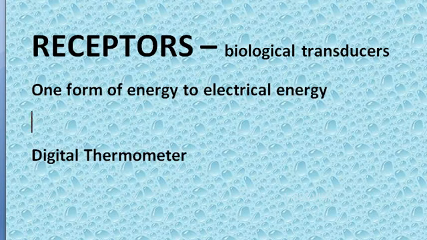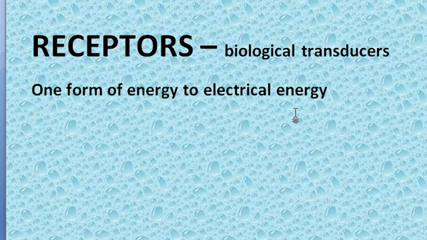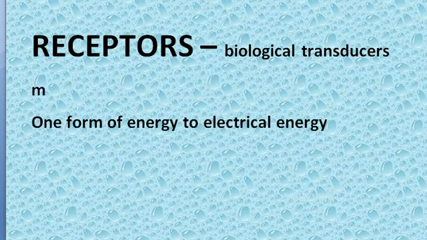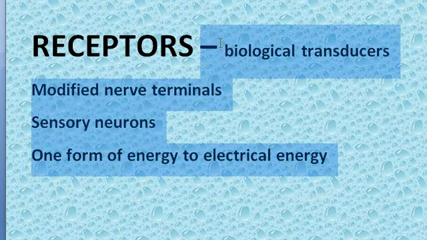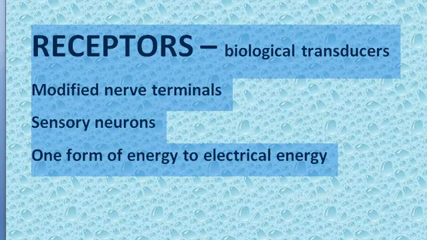They convert it from one form of energy to electrical energy and send it to the central nervous system for processing. Now you can also say that receptors are modified nerve terminals, sensory neurons. Fine. Anything else? Okay, so this is a very high level introduction to receptors. Now let us look at the types of receptors, the classification.